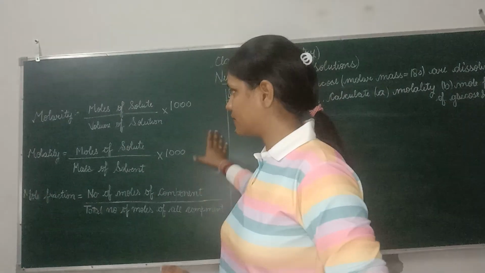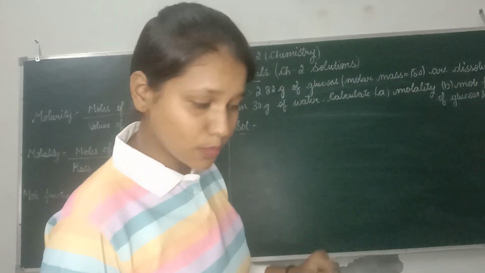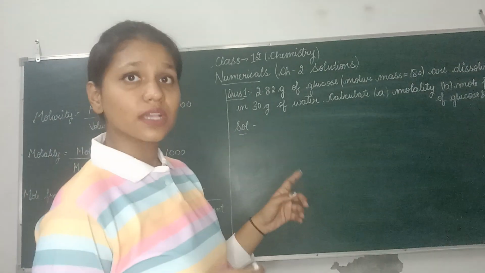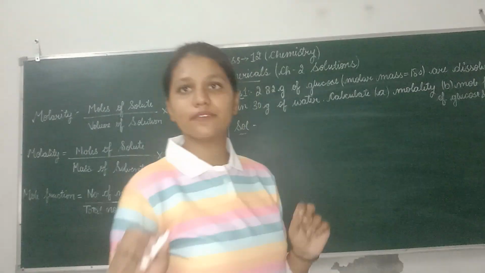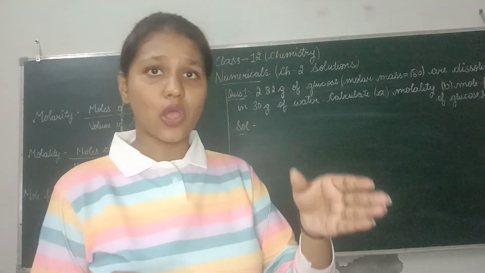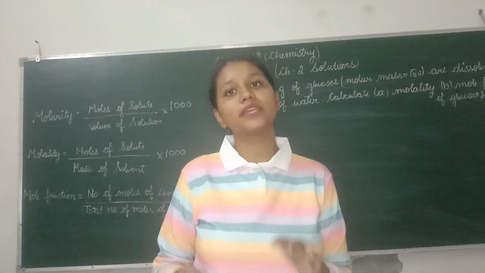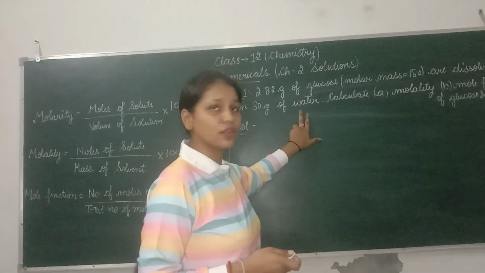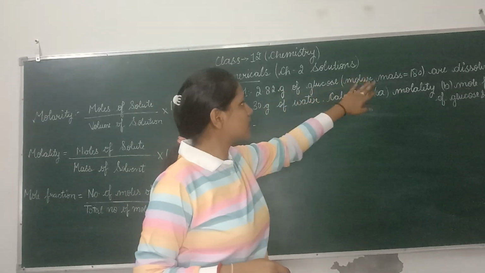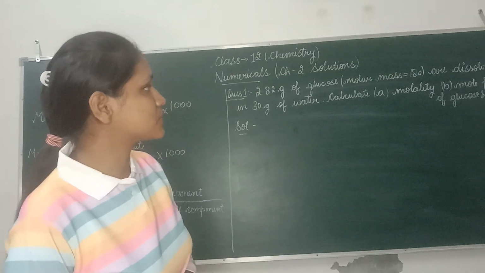Okay, so here the formulas are written and we have to solve the first numerical. In the first numerical it is given that 2.82 grams of glucose, and the molar mass of glucose is given to be 180, are dissolved in 30 grams of water. The solute is added in the solvent, and the solvent is the one in which the solute is added. So here the solvent is water and the solute is glucose, and we have to calculate first of all the molality.